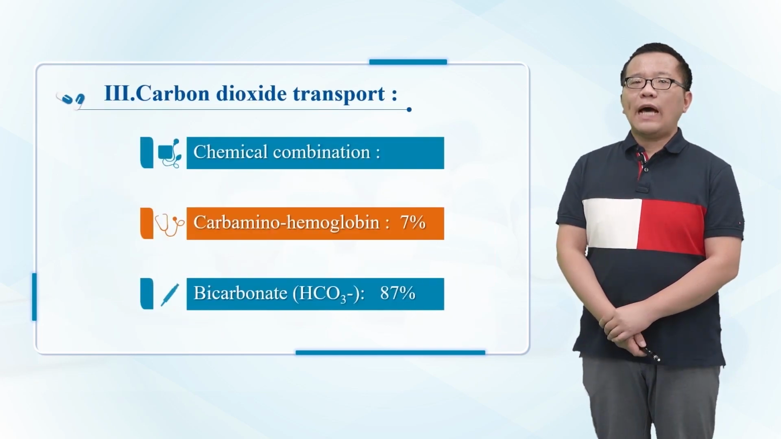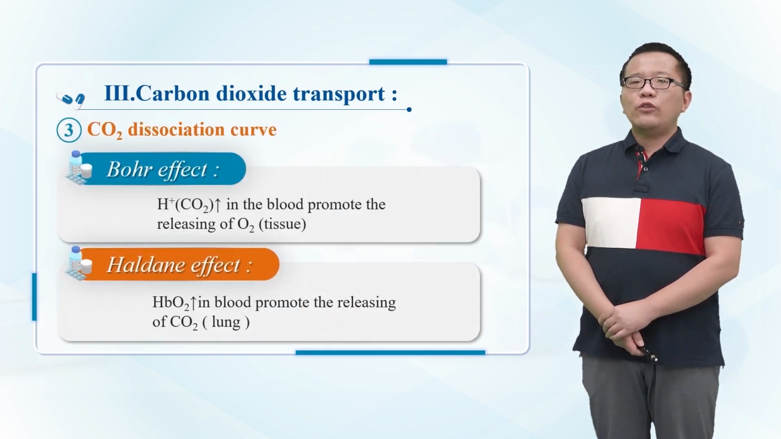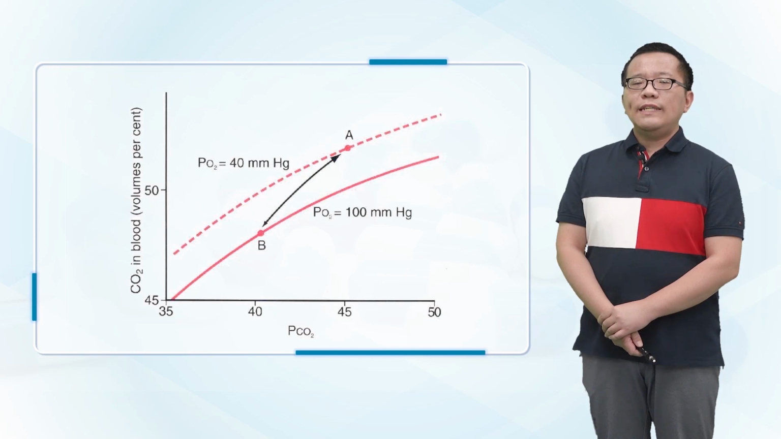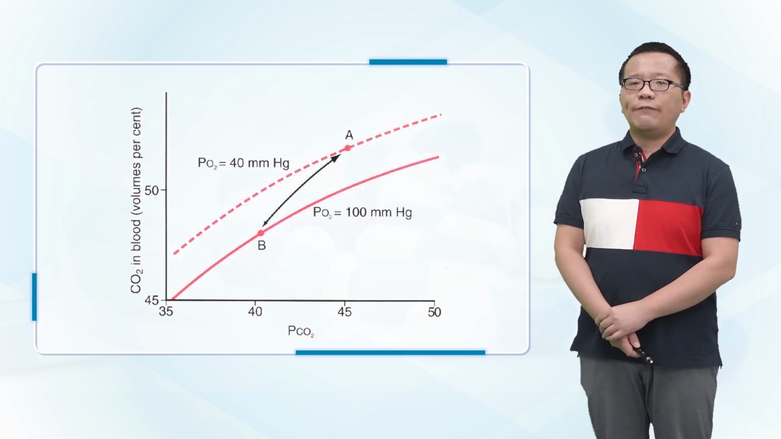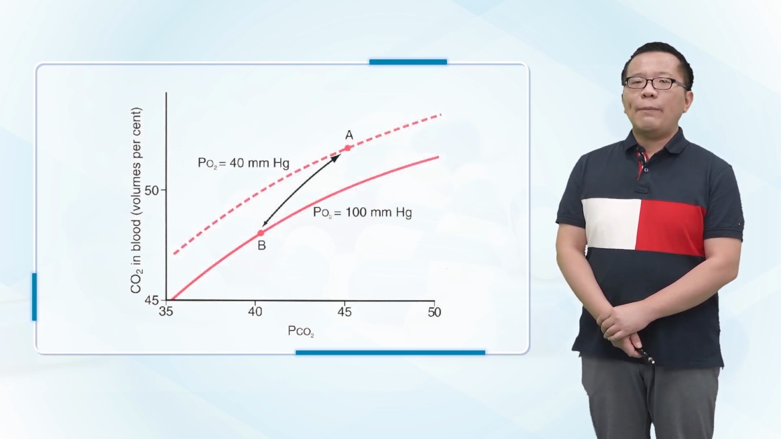Then we will talk about carbon dioxide transport. There are 3 forms in carbon dioxide transport: physical dissolution, carbaminohemoglobin, and bicarbonate. In tissue, hydrogen ions in the blood promote the release of oxygen. This is the Bohr effect. In the lung, the increase of oxygen binding to hemoglobin in blood promotes the release of carbon dioxide. This is the Haldane effect. In this curve, the increase of oxygen partial pressure makes the curve shift to the left. It promotes the release of carbon dioxide.